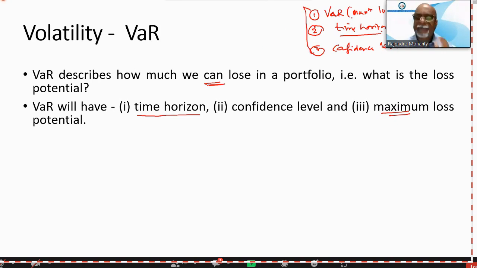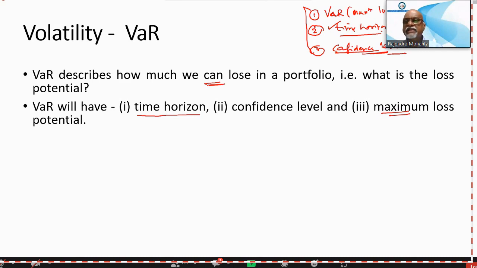VAR has a maximum amount of loss, which describes how much we can lose at the maximum in a portfolio. Second, it has to be given with a time period. So it will say that 100 rupees maximum loss can happen within the next 7 days, or in the next 1 month. That is the time horizon. Next is the confidence level. Since this is a statistical method, the confidence level is expressed in a percentage.